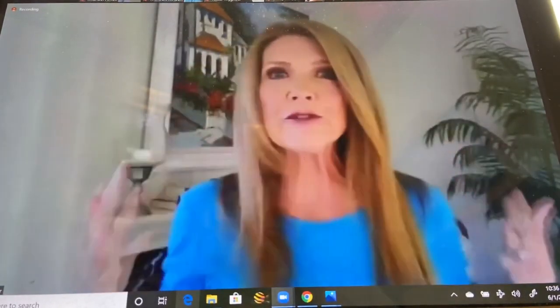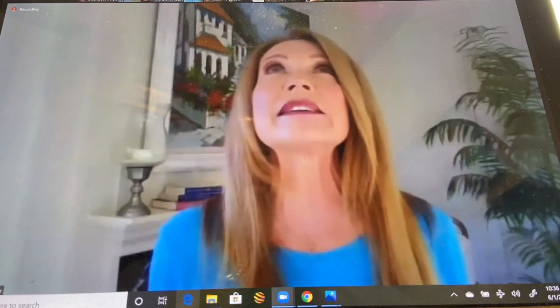So in other words, if I was sitting in a chair but my camera was below me, what does it look like? It looks like I'm looking down on people. And if my camera was too high, that doesn't look very professional either. So you want to make sure.